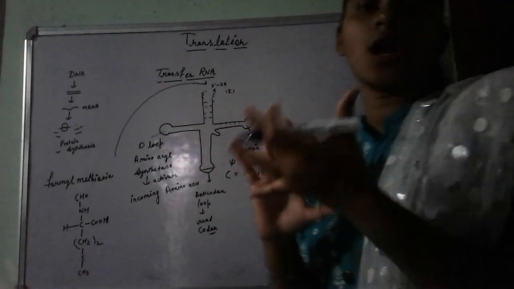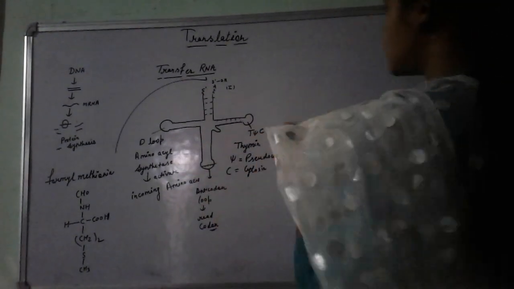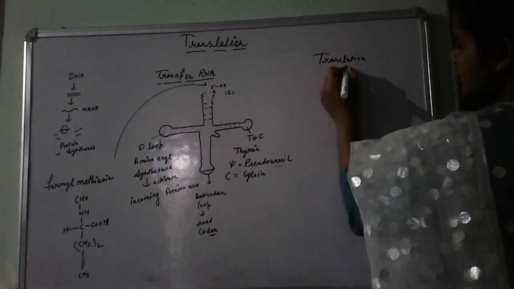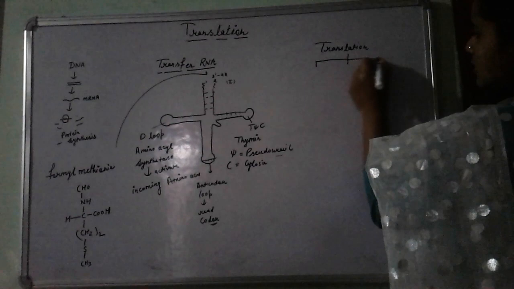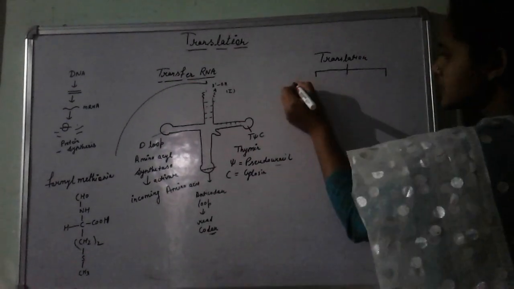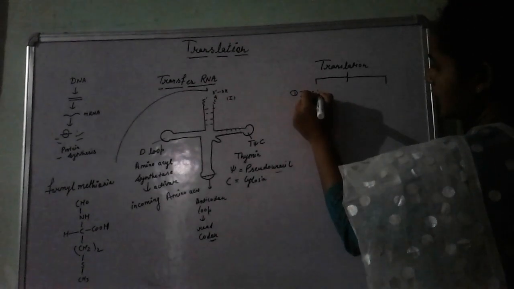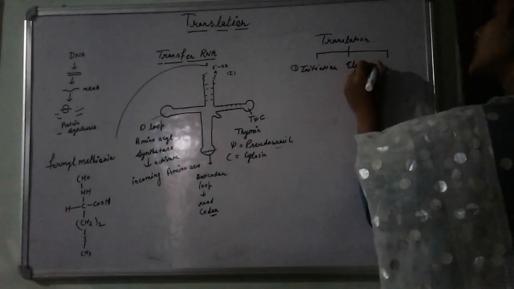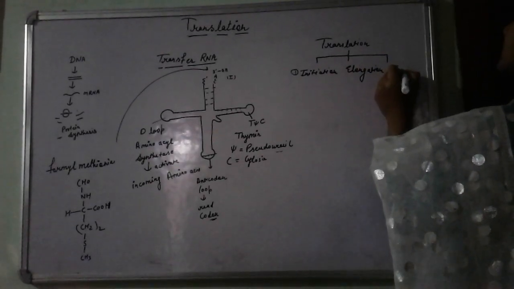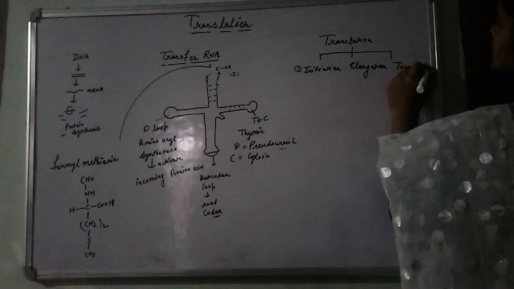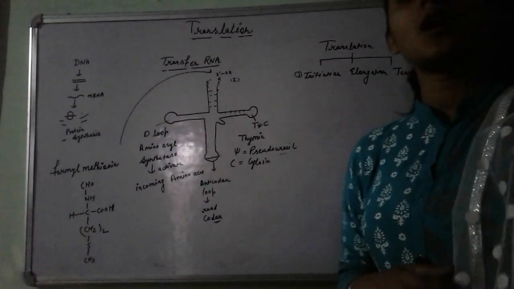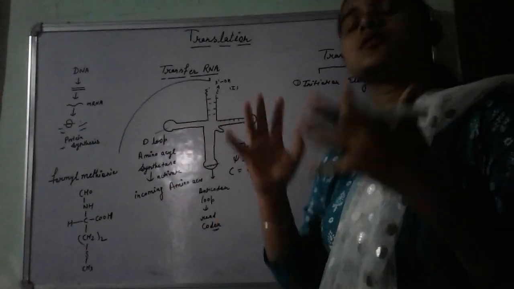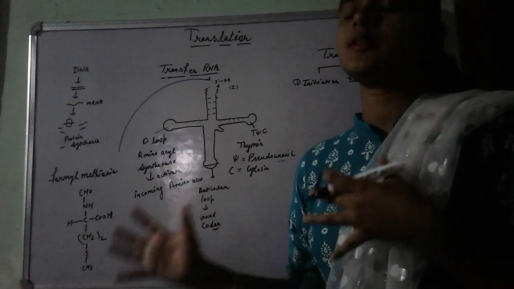So let's see how the initiation happens, because we know that translation has three steps. So the first step is initiation, then elongation, then termination, right? So three steps are involved in the translation reaction. So first is initiation. Let's discuss how the initiation reaction takes place in translation.